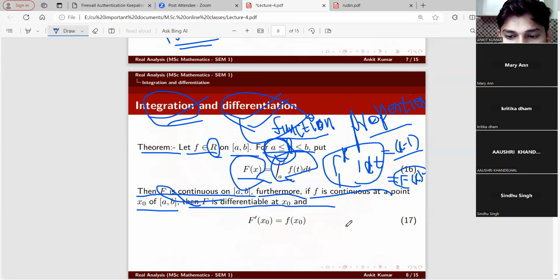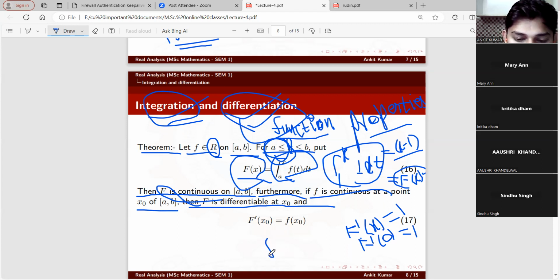Meaning thereby, what is F dash x naught? F dash x is 1. And if we put any point, suppose x naught is 0, so F dash 0 is 1. And we also suppose that f of x is equal to 1. Now, if we put this 0 in this place, f of 0, because we take the x naught value 0, so f of 0 is also equal to 1.